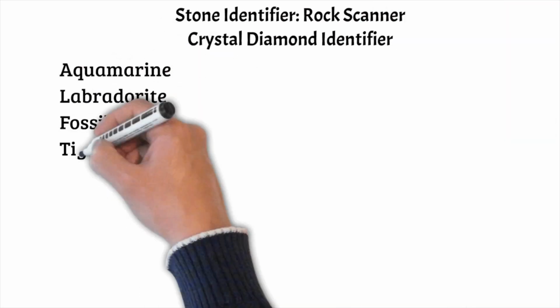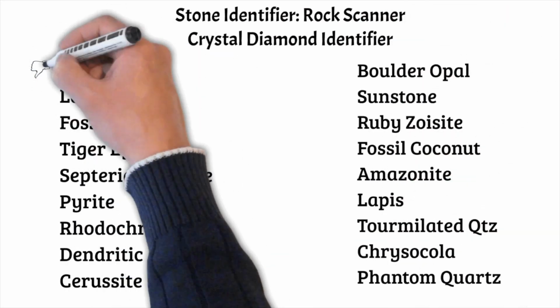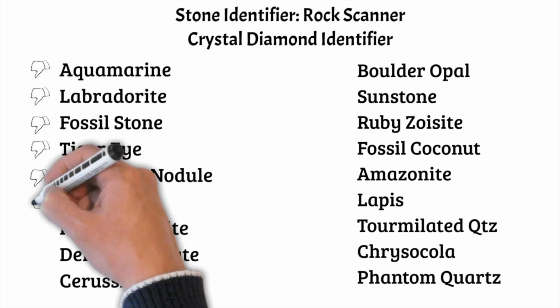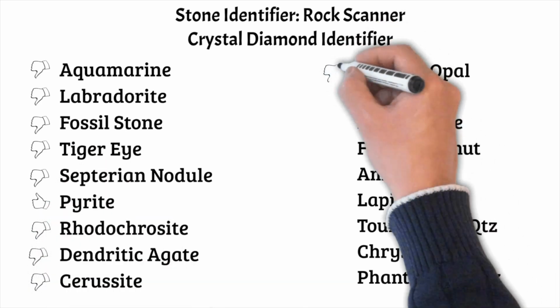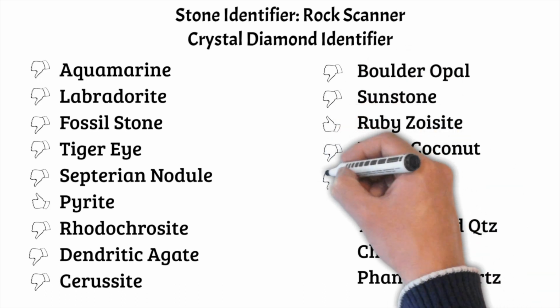So the app is called Stone Identifier, Rock Scanner, Crystal Diamond Identifier, and it doesn't identify much at all. It did identify the pyrite and the ruby zoisite, and it almost got the tourmalated quartz, but I'm going to call that a no-go because it called it rutilated quartz.